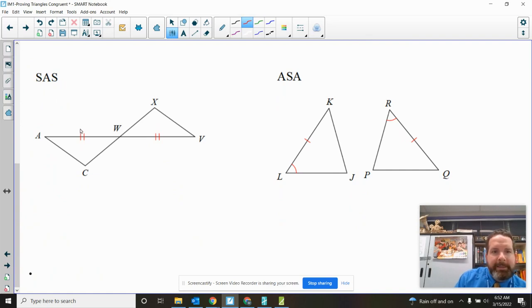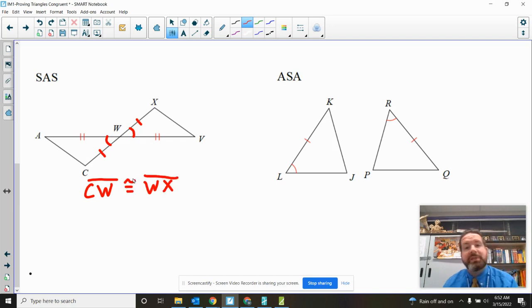So SAS. We know side matches side. We've got some vertical angles going on there. So for SAS, the angle needs to be between the two sets of corresponding sides. So that means I've got to be using this side in the bottom triangle, so CW or WC. And on the top triangle, it's got to be the side that makes that marked angle. So I want WX or XW, either way. Those would need to be congruent to each other.